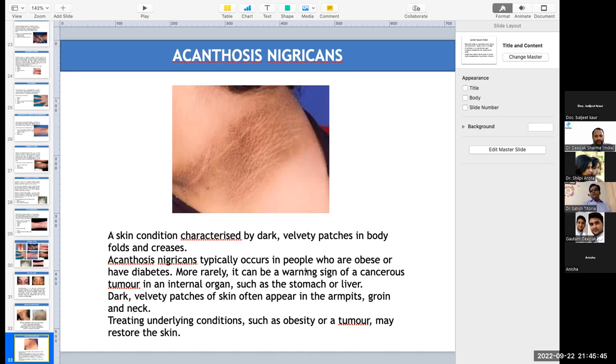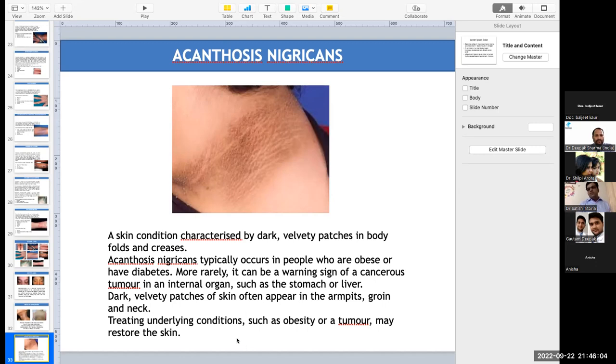Acanthosis nigricans typically occurs in people who are obese or have diabetes. More rarely, it can be a warning sign of a tumor in an internal organ, such as the stomach or liver. Dark velvety patches of the skin often appear in the armpits, groin, and neck.